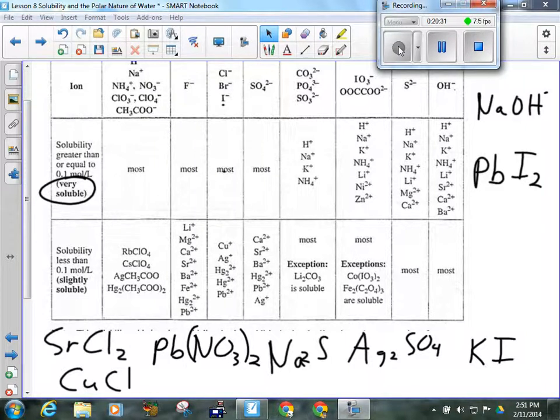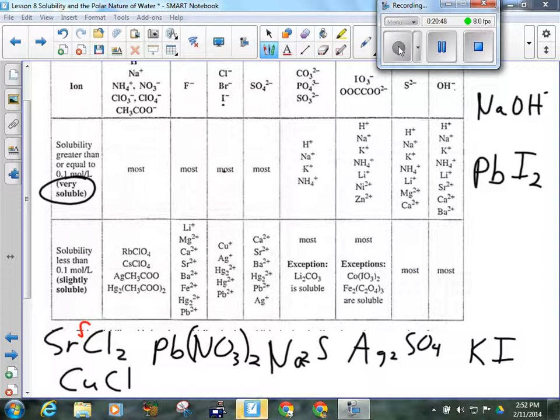So our first one here is strontium chloride. Okay, so we go up top, we look up chloride. Chloride is right here. It says soluble with most things, but not with these guys down here. But strontium is not amongst those. So this compound is soluble.